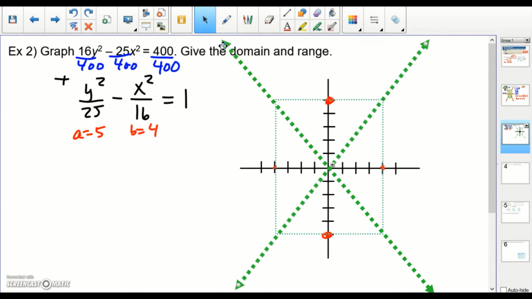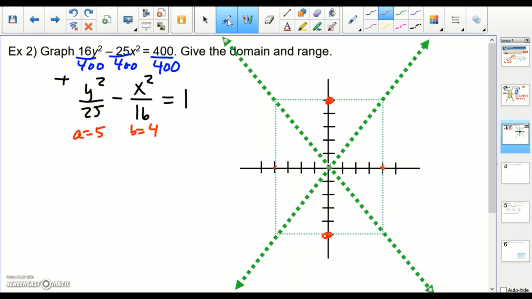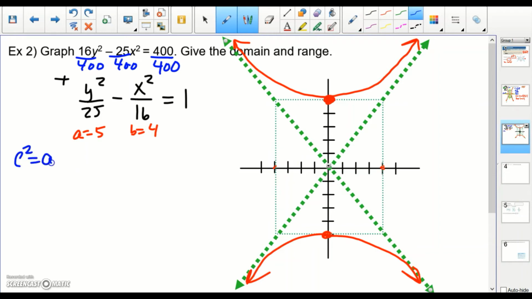All right, so now we have our guidelines for the parabolas, and now we can just sketch the curves in there. So we know that it starts at this vertex, and it's going to approach but not cross these asymptotes. Looks something like that.